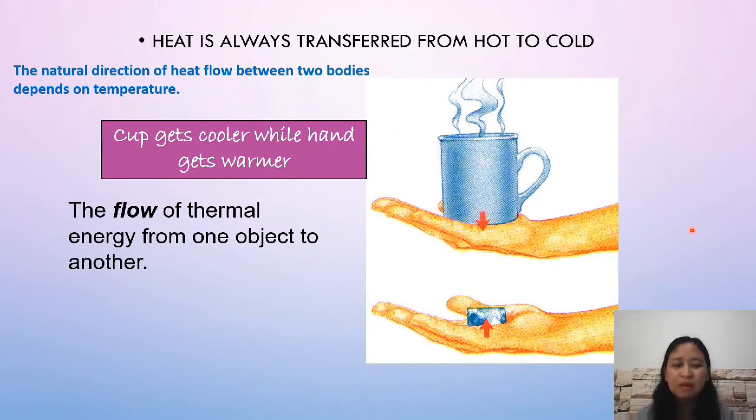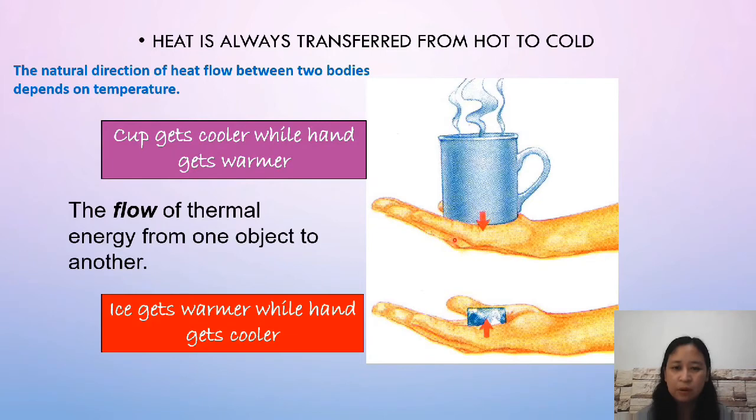Balik na naman sa second picture. Ice gets warmer while hand gets cooler. Dahil mas mainit yung kamay natin kaysa doon sa ice, yung heat, magfa-flow siya doon sa ice. So, yung ice gets warmer while hand gets cooler. Yun yung flow of thermal energy from one object to another. At yun yung sinasabi ng statement na heat is always transferred from hot to cold.